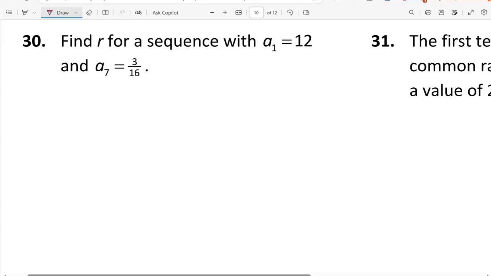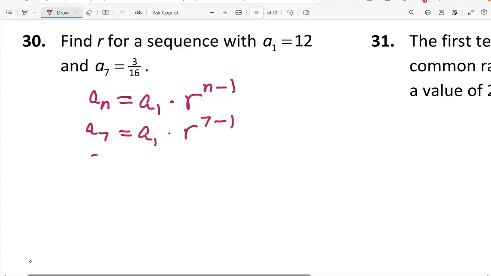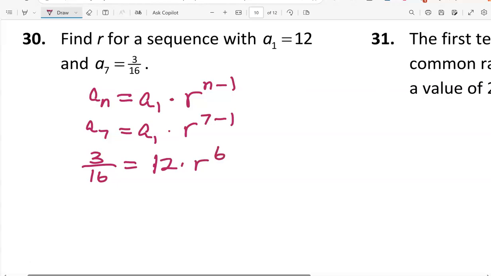In 30, we're looking for the common ratio for a geometric sequence with the first term 12 and the seventh term 3/16. So my nth term formula is a sub n, the nth term, is equal to a sub 1, the first term, times r raised to the n minus 1. Since we are talking about the seventh term, I'm going to replace all of my n's with 7.